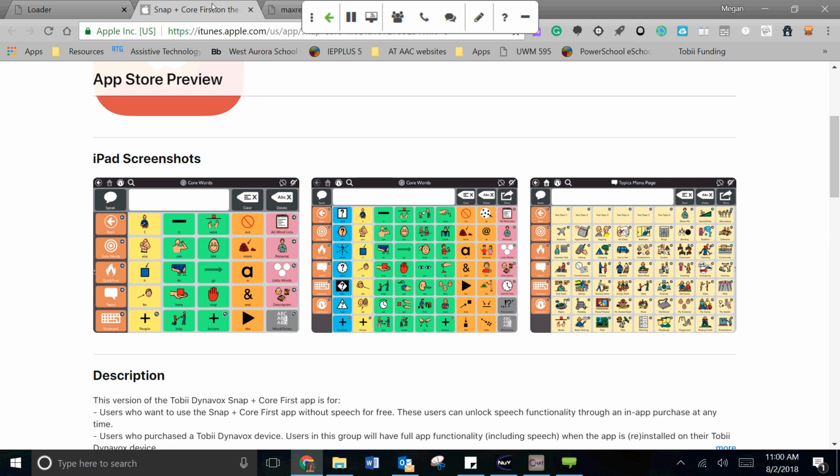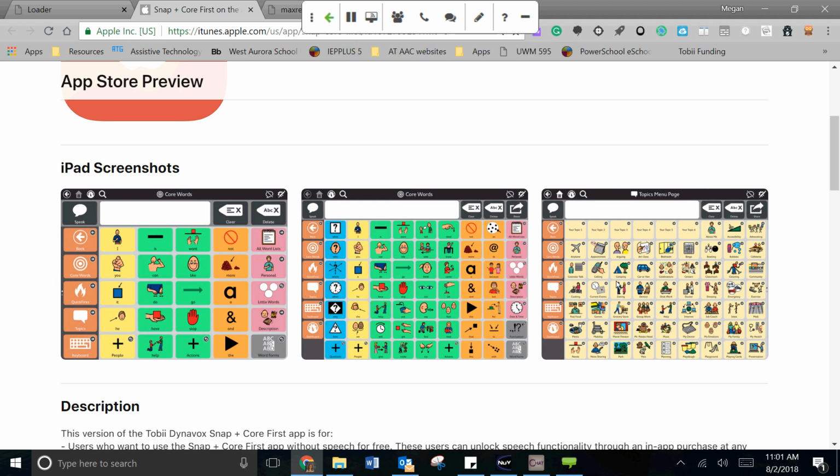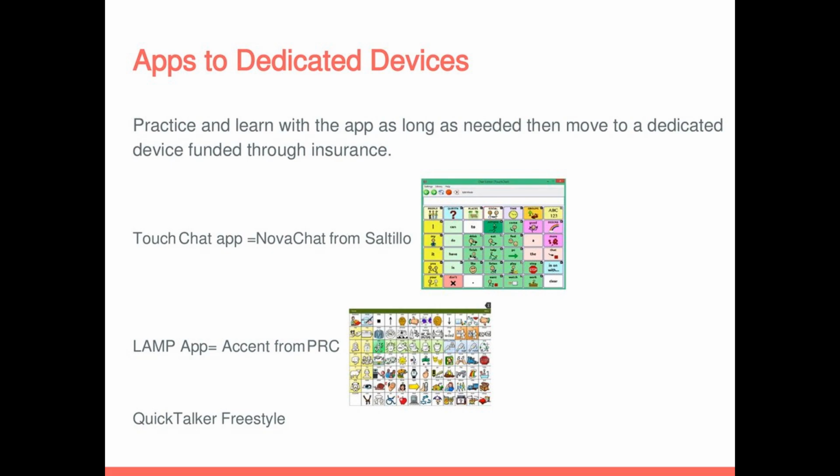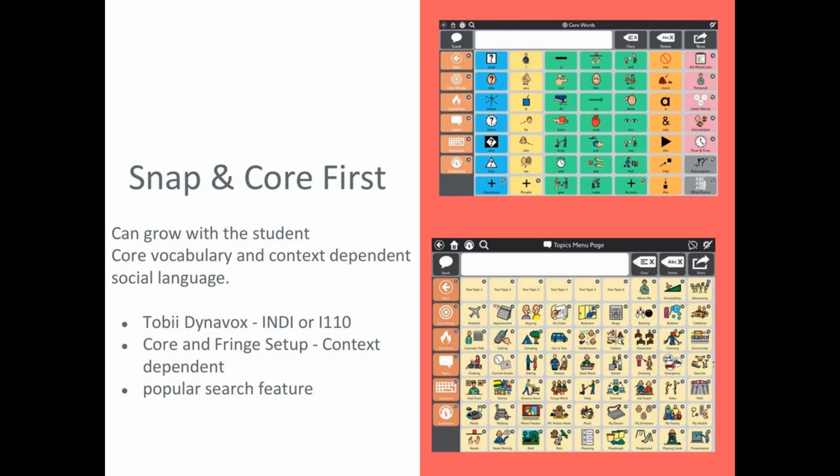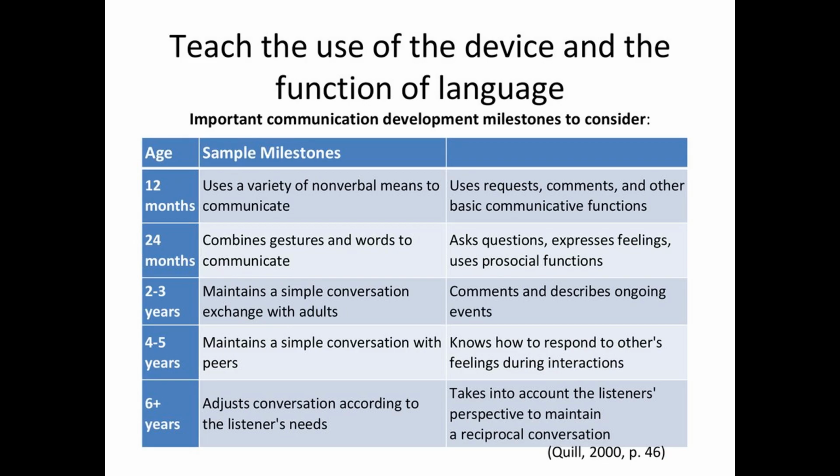It's a great app, and it's also a dedicated device. I like the core vocabulary on here. And the one thing I do like, you can see here on the right, are topics. They have topic-specific vocabulary where it's kind of like no-fail communication. If that's what your student needs, it's a good option. Different devices for different reasons. Here's examples. I just talked through LAMP and Touch Chat and Snap and Core First. I put those up there. I showed you. Don't forget to teach some of the initial functions of language.